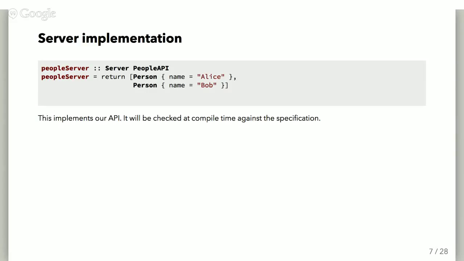Normally in your server, you would go hit a database or something, maybe do some extra querying. For this example, we're just going to return a static list of things, and we'll build up these person objects and put them into a list and then return them. So not a lot going on there. Again, this is a simple example, but it's all checked at compile time to make sure that you're returning the right thing.